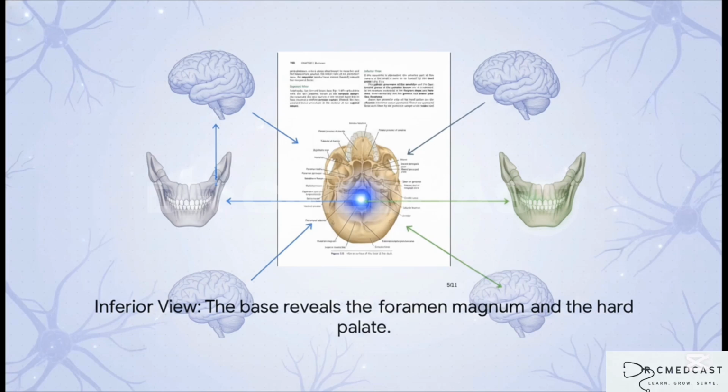It is a really complex landscape, but it holds the key to our connection with the rest of our body. The most obvious feature here is the foramen magnum. That's the great opening where the spinal cord joins the brain. And up here at the front, you can see the hard palate, which is the bony roof of our mouth.